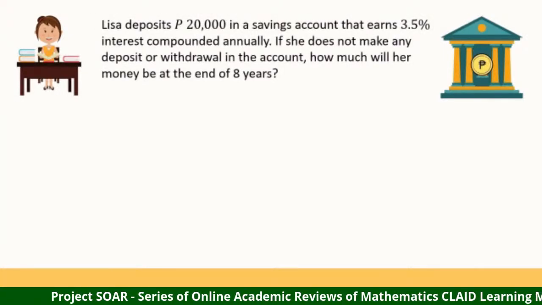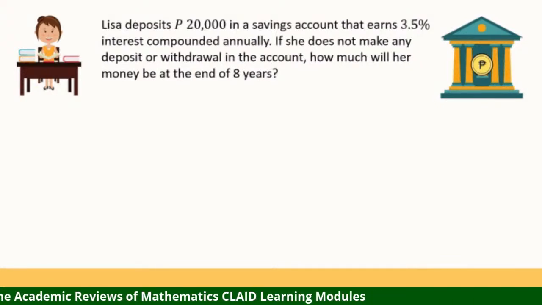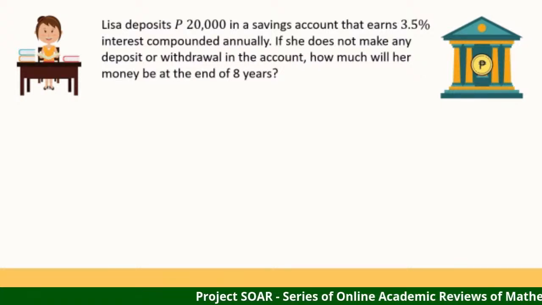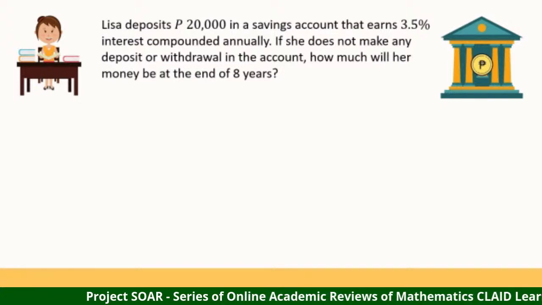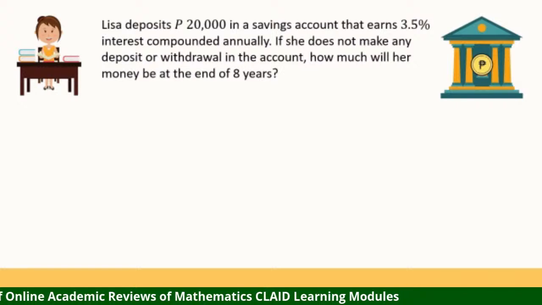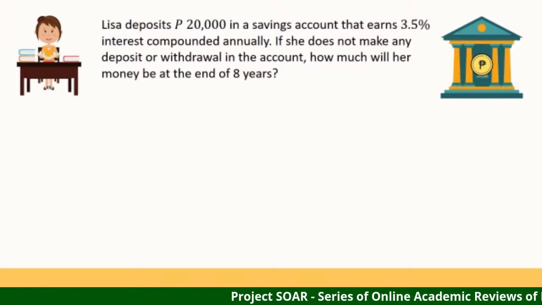Lisa deposit 20,000 in a saving account that earns 3.5% interest compounded annually. If she does not make any deposit or withdrawal in the account, how much will her money be at the end of 8 years? So this is an example of compound interest. Bank that pays a compound interest for your savings uses exponential function para makompute po yung interest na kinita mo over a period of time.